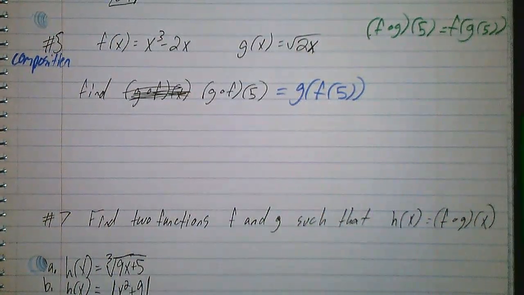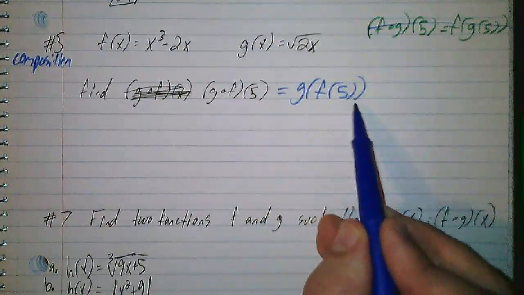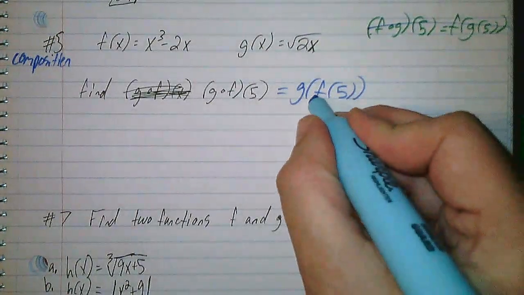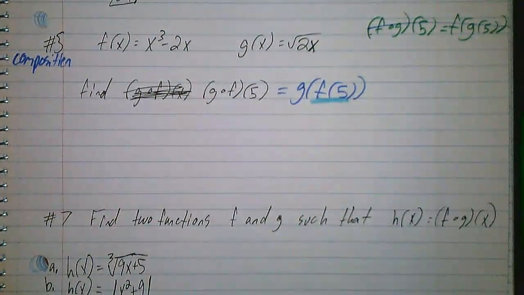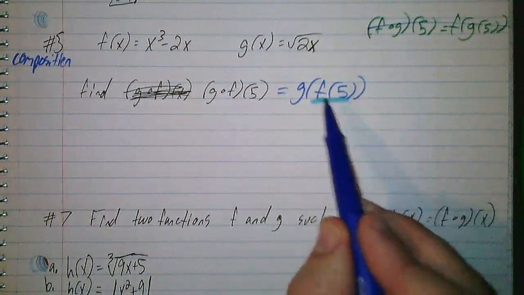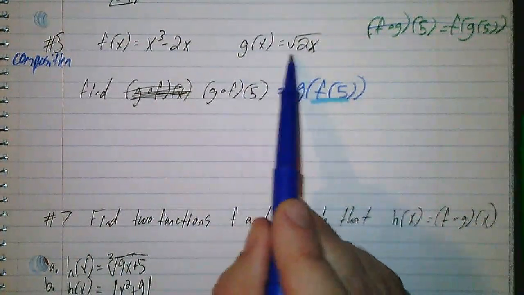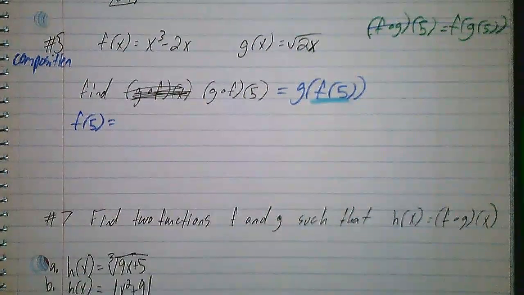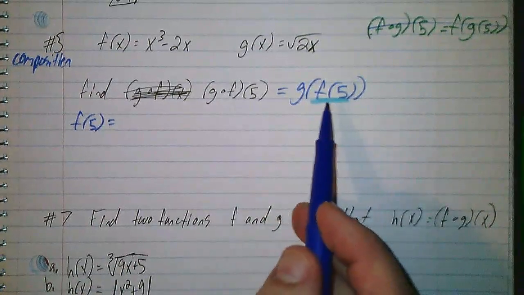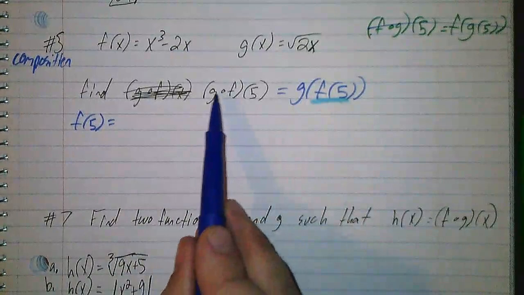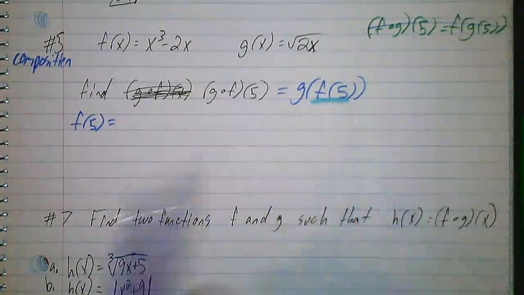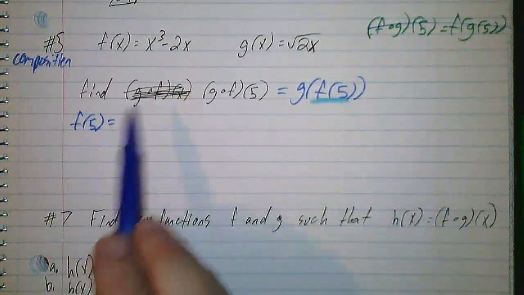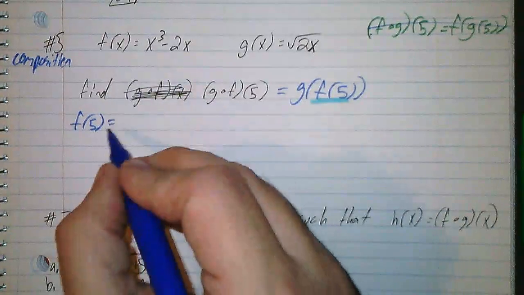Here we will do g of f of 5. And I like to write it like that because now I see that I need to find f of 5 and take that value and plug it into my g of x function. So first we need to find f of 5. We work from the inside out. So rewrite this using the parentheses, and then we see that this is on the inside, so we find f of 5.